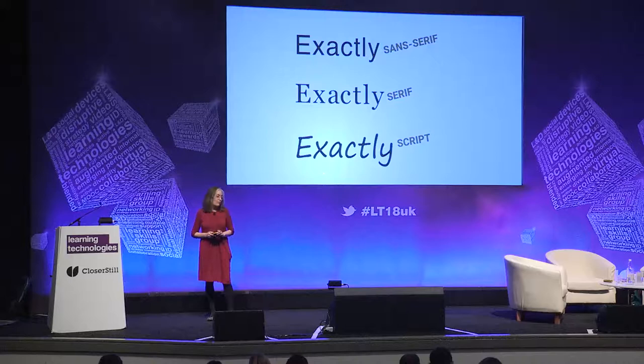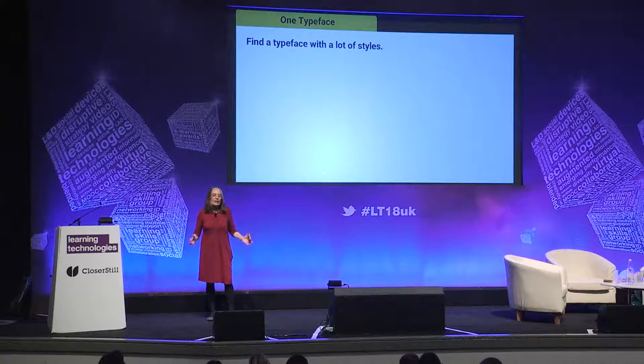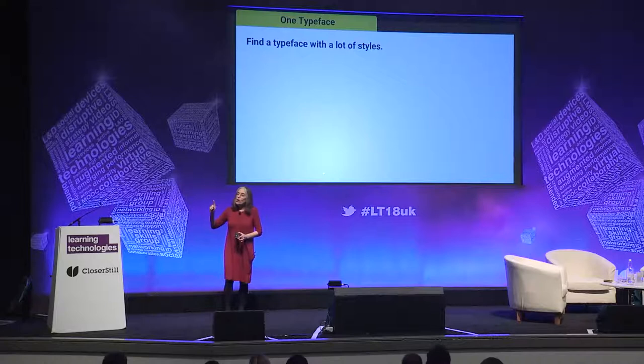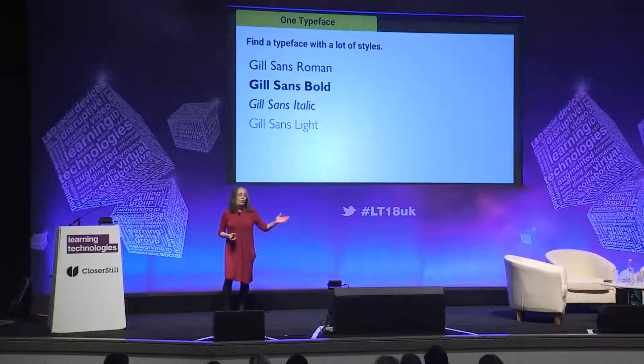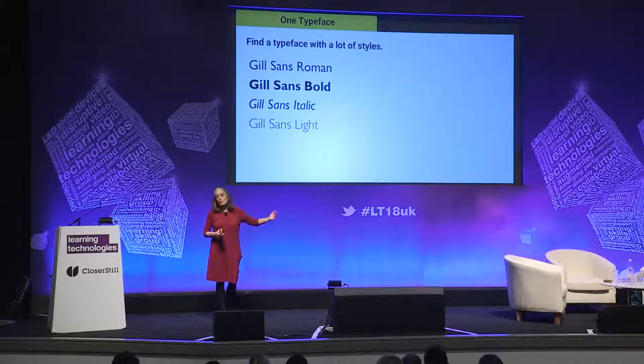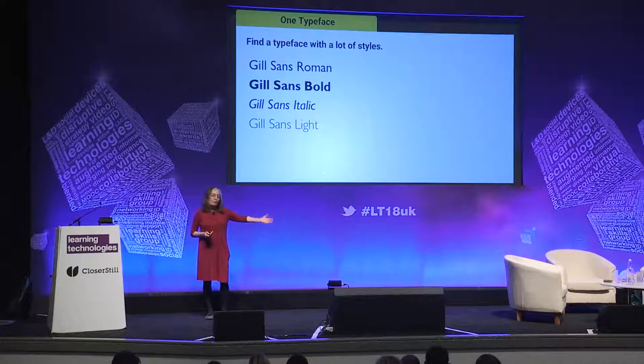The easiest way to make your visual designs look good is to just use one font that has a lot of styles. Here's what I mean. Look at Gill Sans. Roman is regular. It's got a bold, it's got an italic, it's got a light. I don't know if you would ever need a light, because that might be hard for people who are visually impaired. But frequently, when you stop and think about it, you may not need more than that.